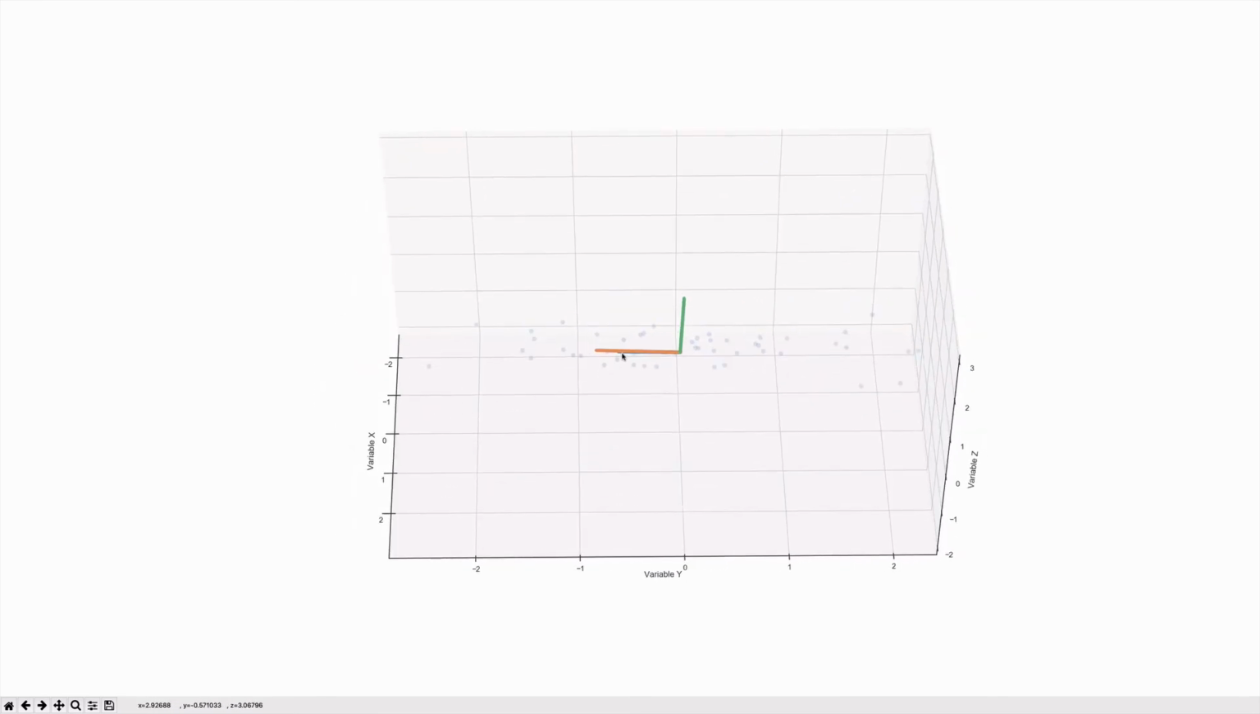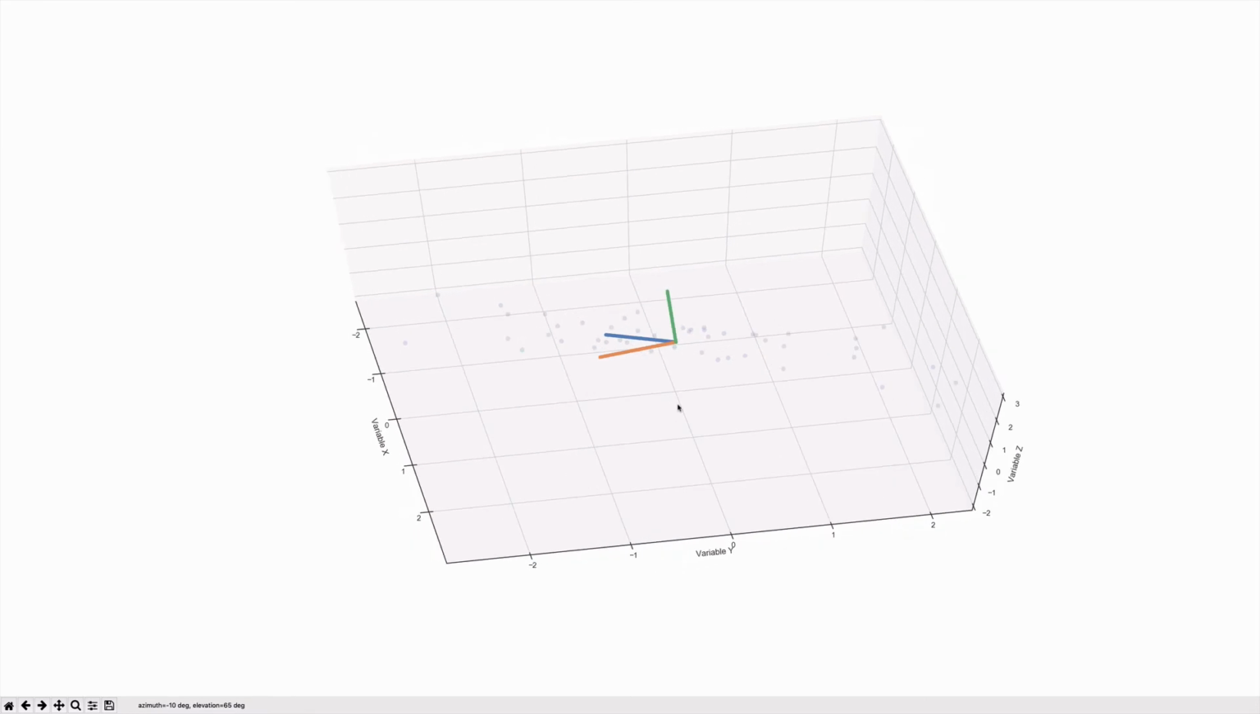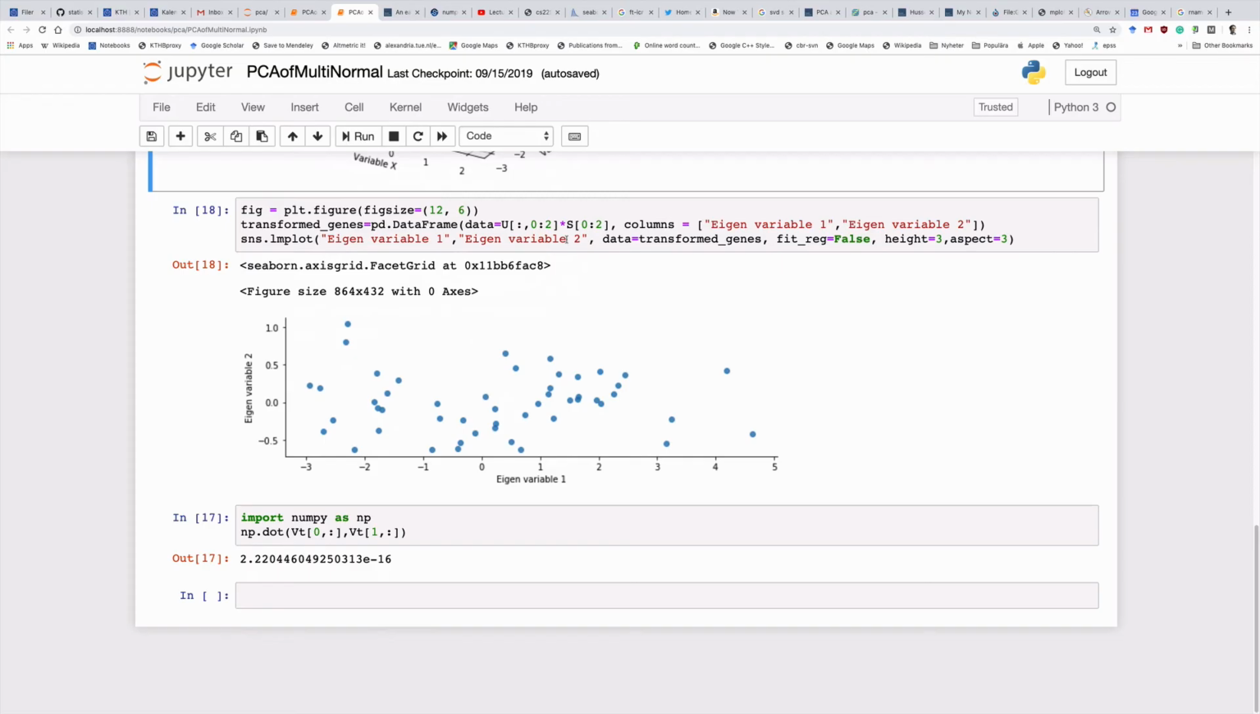However, the endeavor here is often that we want to compress this into a lower dimensionality. So in this case, we will just plot the first and second component in a separate plot. Here we plot the same data again, but in a two-dimensional plot. We see the first eigenvariable plotted along the x-axis, and the second eigenvariable on the y-axis.